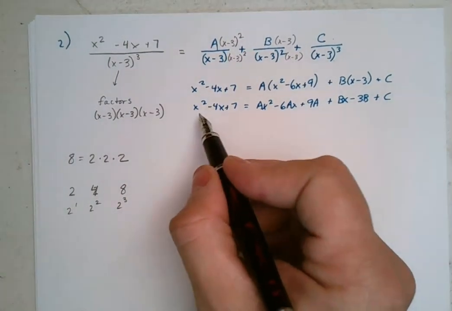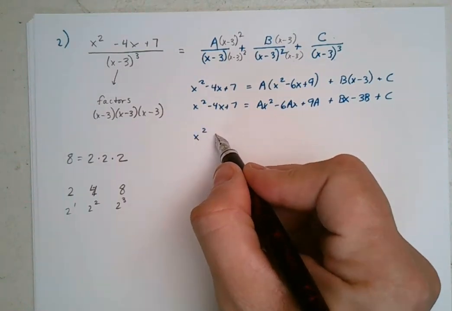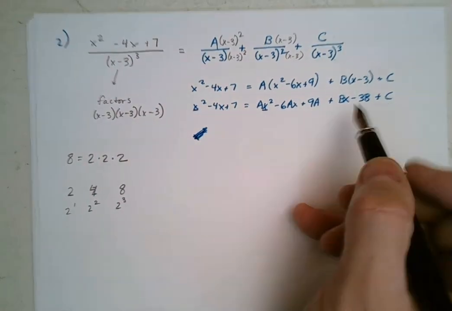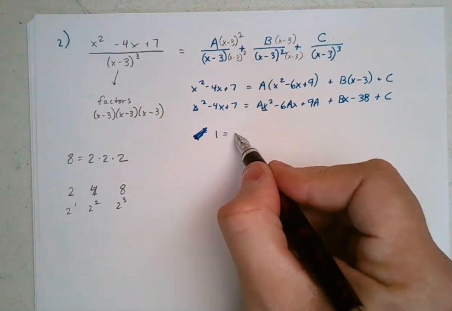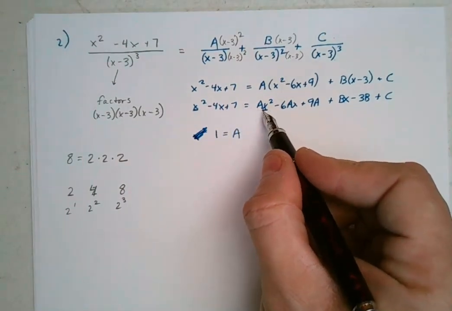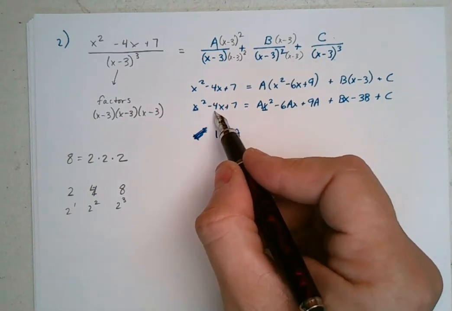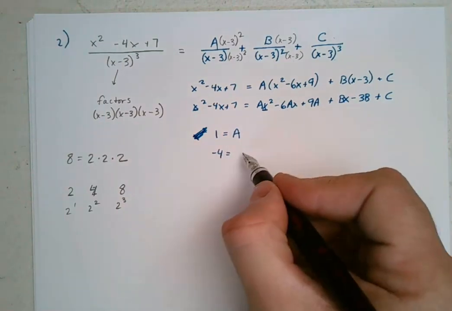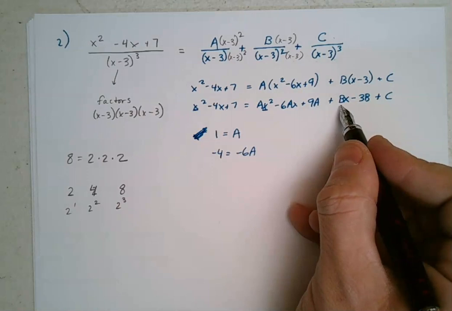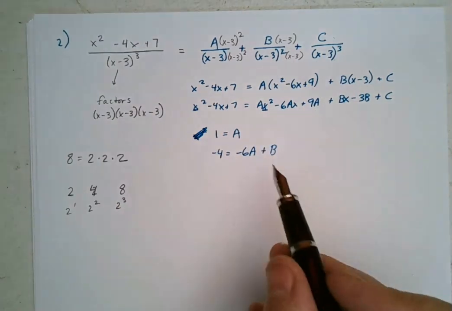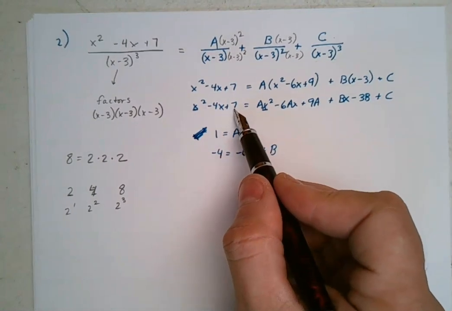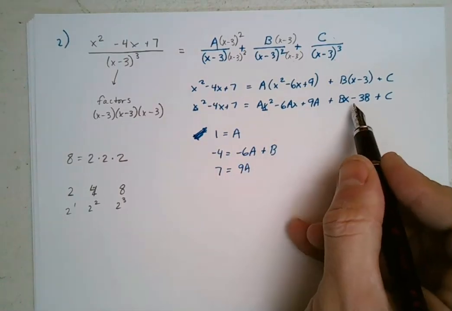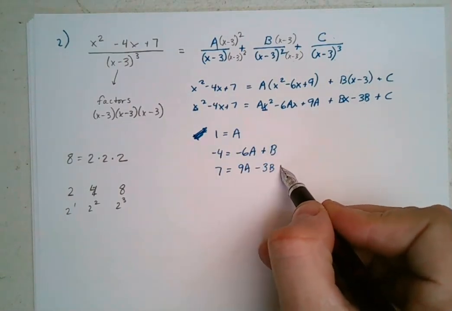So if I combine like terms and create equations, I'm going to get x squared. Well, I'm going to drop the x squared because everything I grab is going to have an x squared. So what I end up with is 1 equals A, because the only term with an x squared is this one. Then I'm going to take my x terms. So I get negative 4 equals what? Negative 6A plus B. And then I'm going to take my constant term: 7 equals 9A minus 3B plus C.